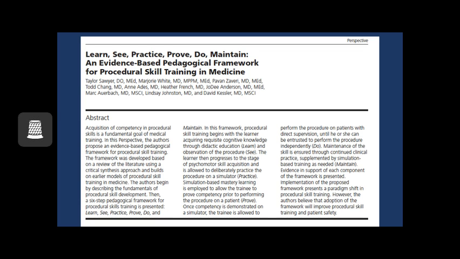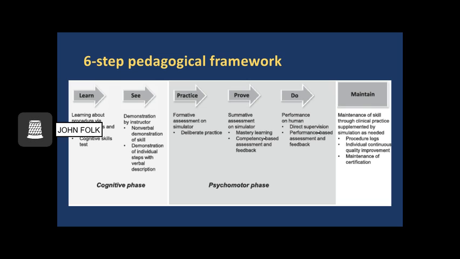The 6-step procedural skills pedagogical framework includes learn, see, practice, prove, do, and maintain. Teaching and learning procedural skills is divided into 2 phases, the cognitive phase and the psychomotor phase. During the cognitive phase, learners develop an understanding of the procedure itself, including the indications, contraindications, and motor actions required to accomplish the procedure. The cognitive phase includes 2 subphases, including conceptualization and visualization.